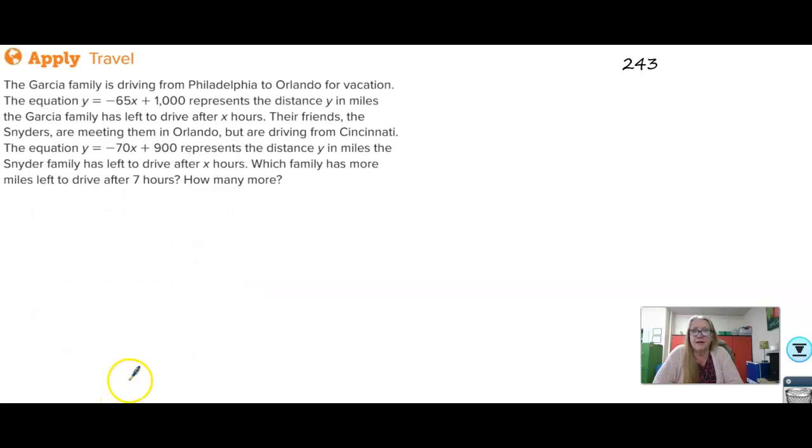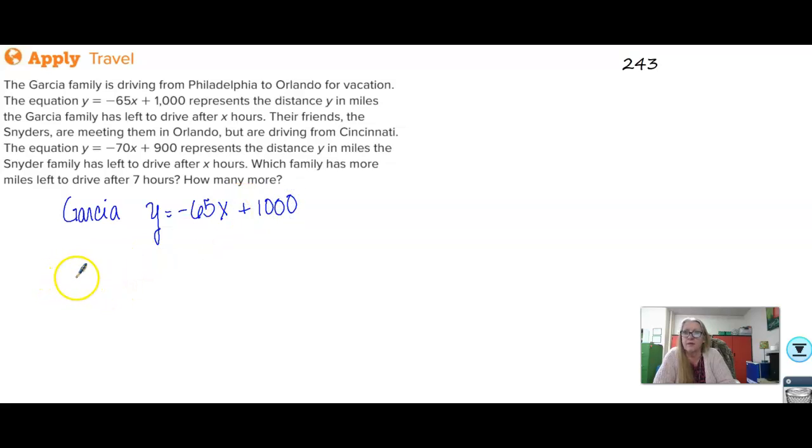Now we go to word problems. How fun is that? So we have the Garcia family, and their equation is y equals, I'll read you the problem. I know you're dying to know what's going on in this problem. I'm just pulling out the math. And then we have the Snyder family, and their y equals -70x plus 900. Okay?